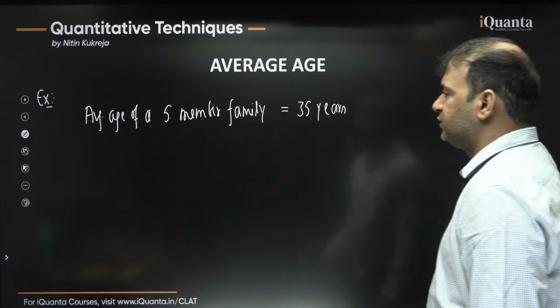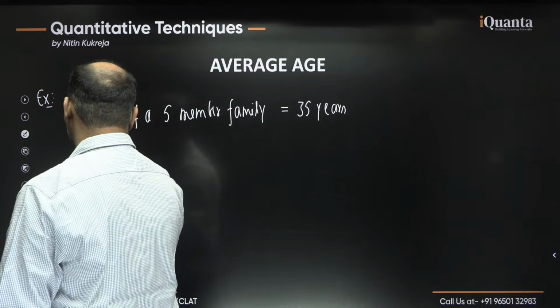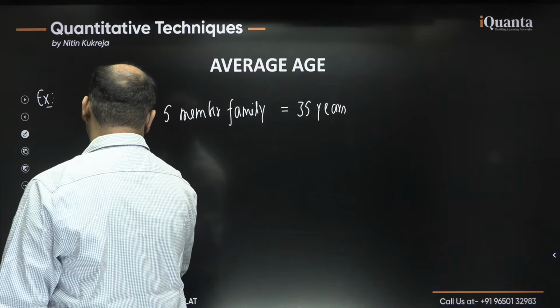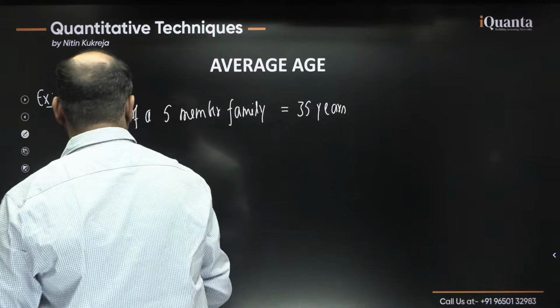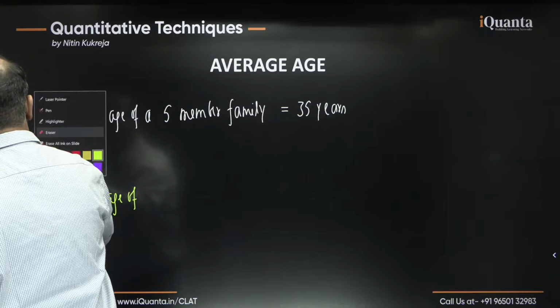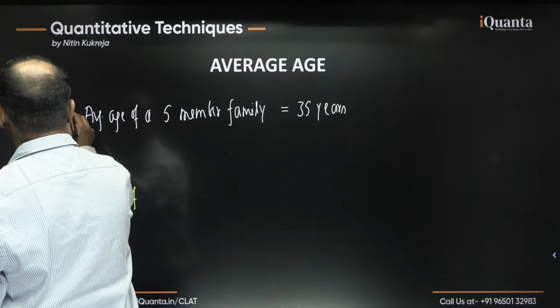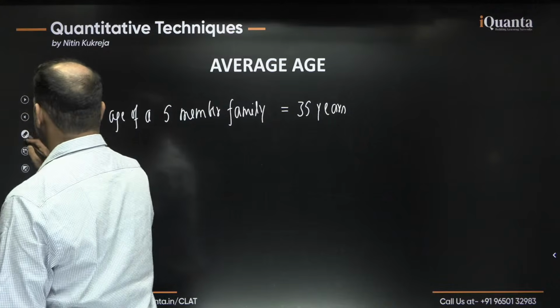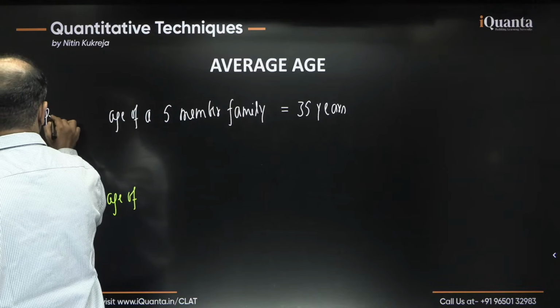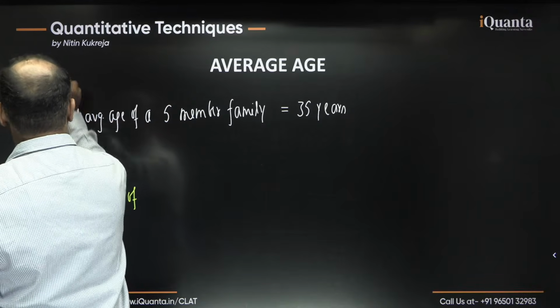Now the question is to find out the average age. Just one thing we can add here. We are given the average age of the family in the present, right? Present average age. All right guys, let me add this as well. We are given the average age in the present, the present average age of the family.